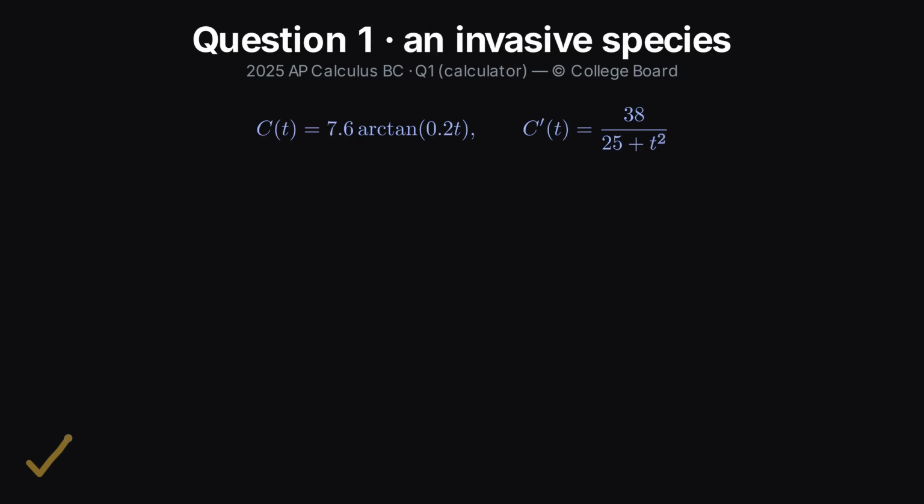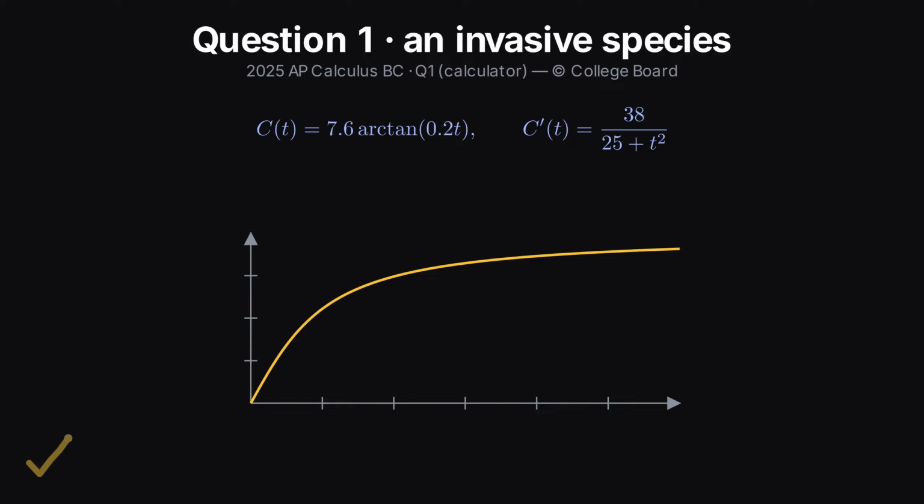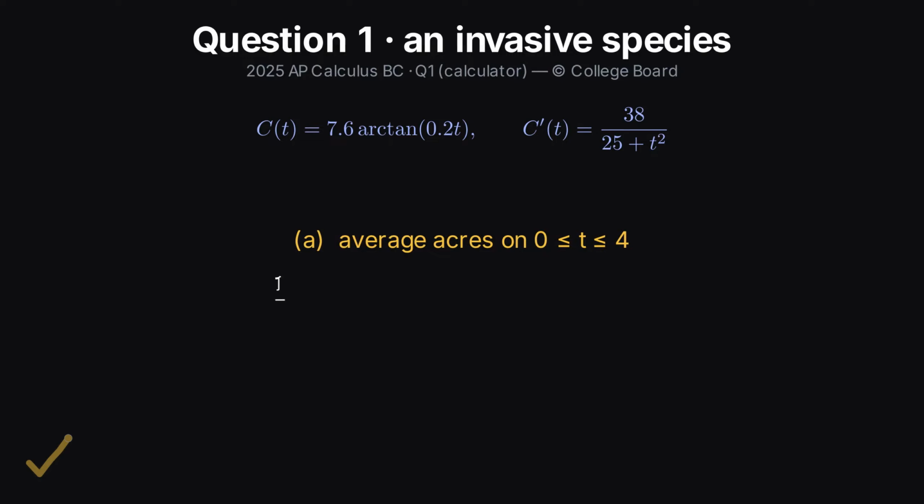Question 1. An invasive plant spreads through a fruit grove. The acres affected are modeled by C of t equals 7.6 arctangent of 0.2t, and its rate is 38/(25 plus t squared). Part A. The average number of acres from 0 to 4 weeks is 1/4 times the integral of C, about 2.778 acres.